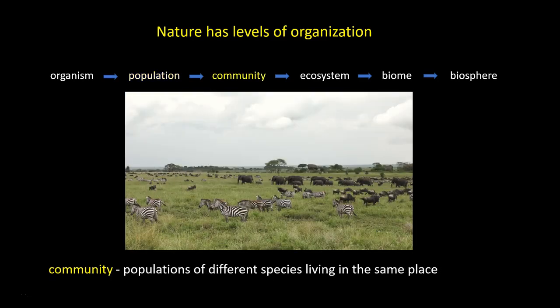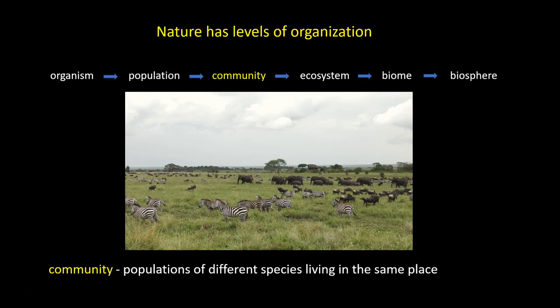The next level of organization is a community, and a community is comprised of different species living in the same location. In this picture of the Serengeti, you can see herds of elephants, zebras, and wildebeests. It's important to realize, though, that we're not just talking about animals here. When we talk about a community, we're talking about all living things.